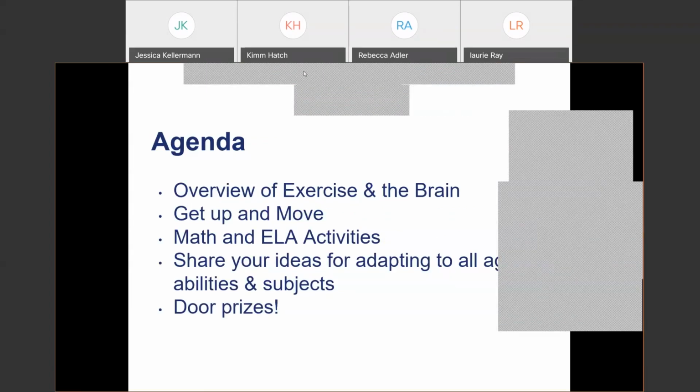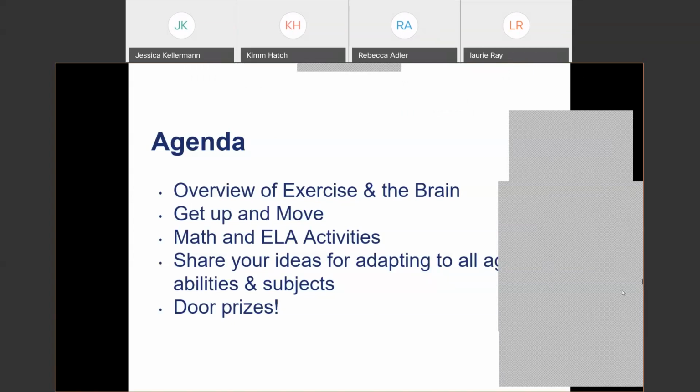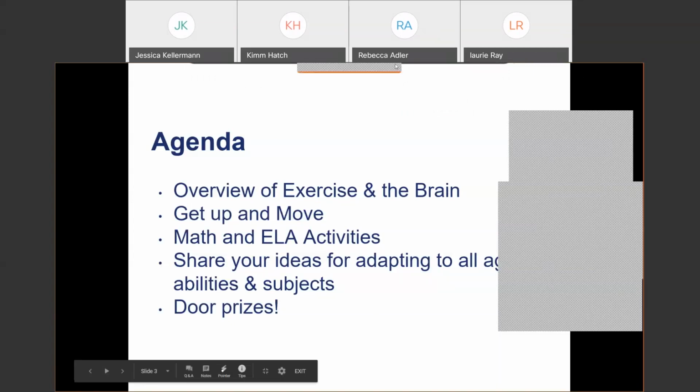Most of the activities are math and ELA related, and they are most likely concentrated among elementary, since that's where Rebecca and I have had most of our teaching experience. But having said that, in the course of presenting this, no matter what your grade level, you'll probably instantly come up with ways that you can adapt for your curriculum or for your grade and content area. So please be eager to share how you would adapt different abilities and subjects.